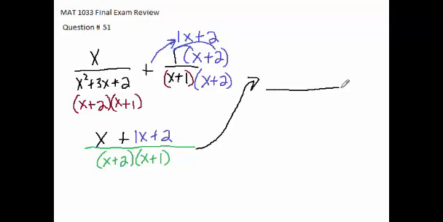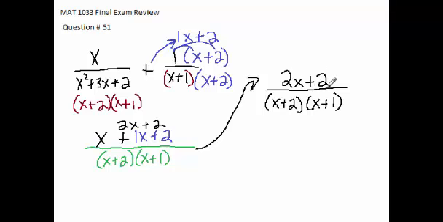Keep the denominator we found for the LCD, least common denominator, and then combine the numerators. These are like terms, so this would give us 2x plus 2. That's in the numerator's position. And we've successfully added the two fractions together.